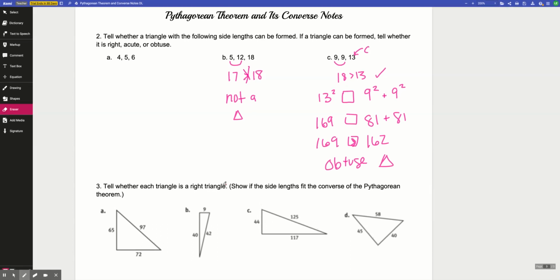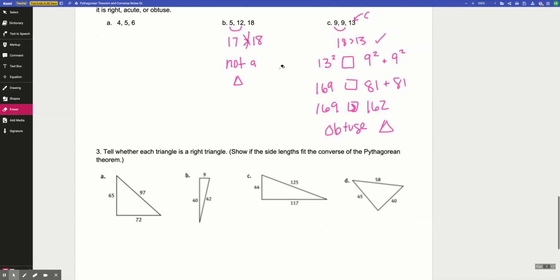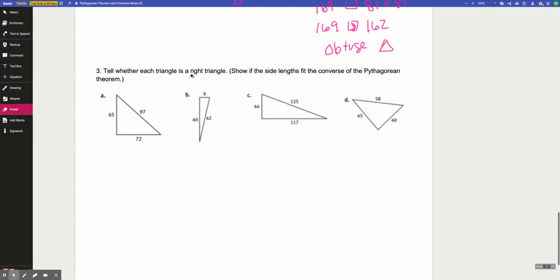Okay? All right, so I'm going to do one more example for you using pictures instead of just listed side lengths, right? Which is what this problem is here. Okay, all of these sets of numbers do form a triangle. You already have the picture, so you don't really have to do the triangle check here. So what we're going to do is throw these right into the Pythagorean theorem.